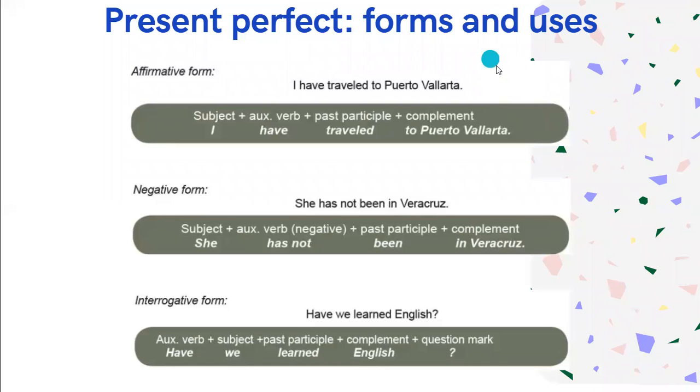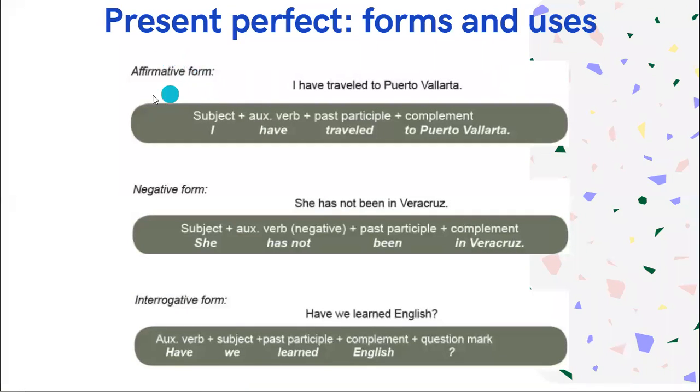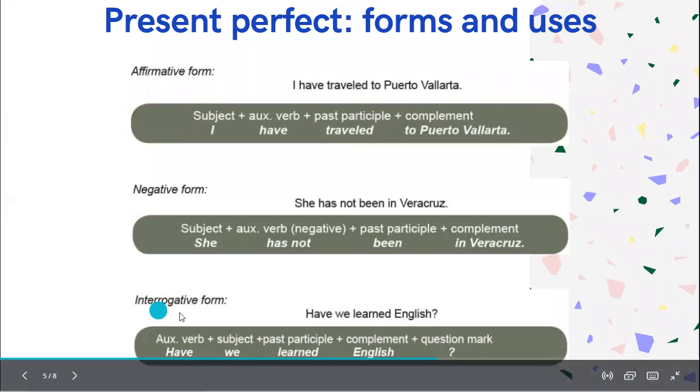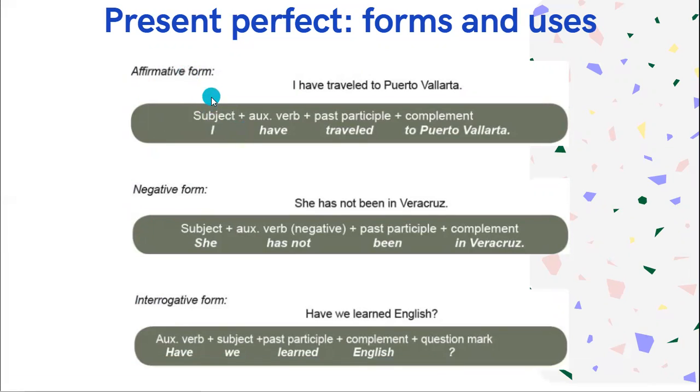In present perfect, we also have different forms and uses. We have the affirmative form, the negative form, and the interrogative form. Starting with the affirmative form, this is very simple because we have the subject, the auxiliary verb have, the past participle, and a complement. For example, I have traveled to Puerto Vallarta.